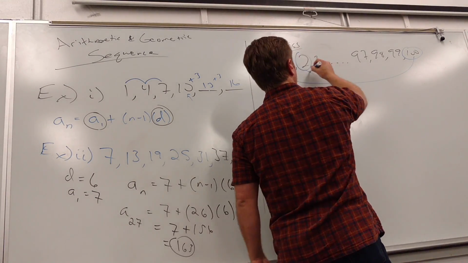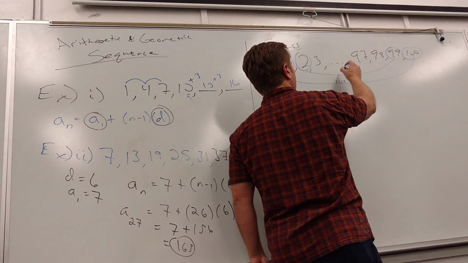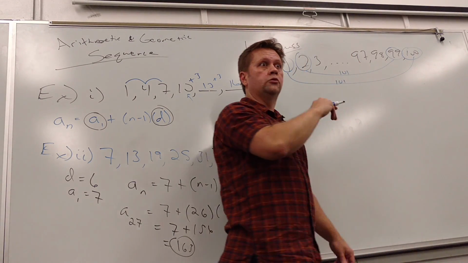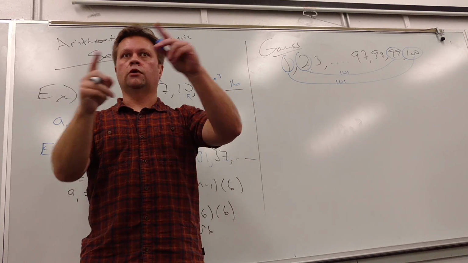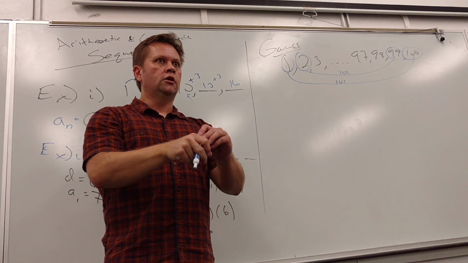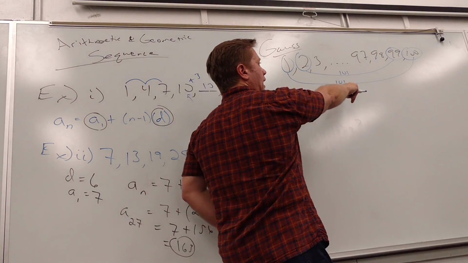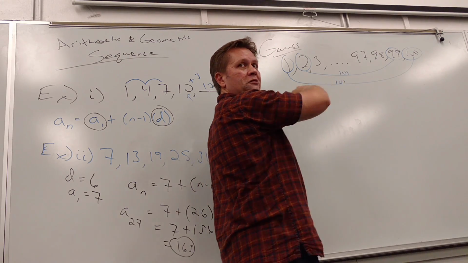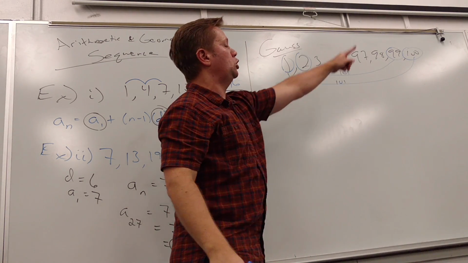101. What's 2 plus 99? 101. Oh, 3 plus 98. 101. 4 plus 97. 101. So how many 101s will I have? 100. No. What did it take to make 101? It took 2 of these.